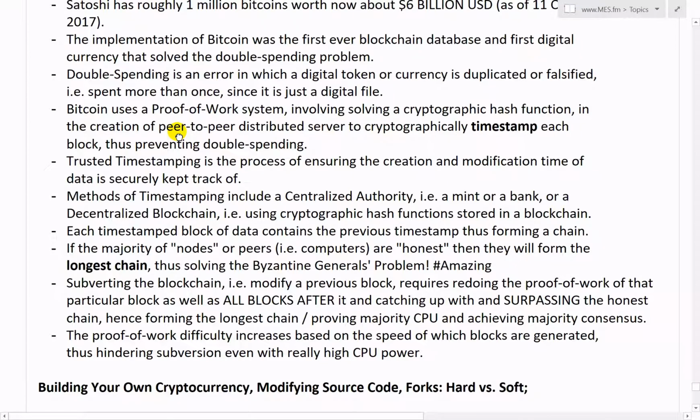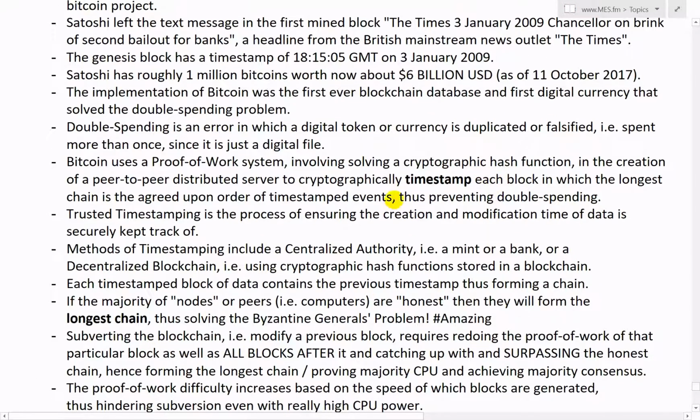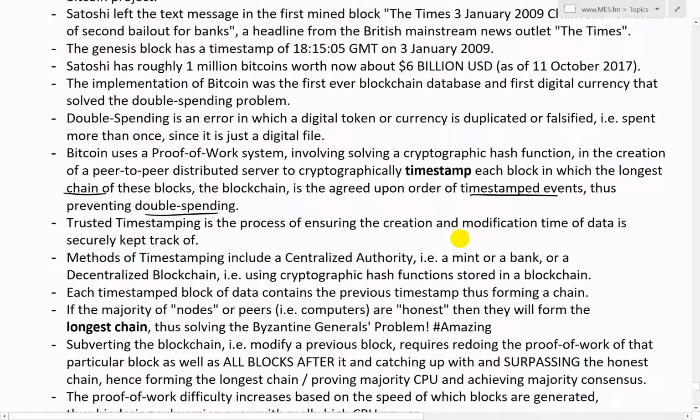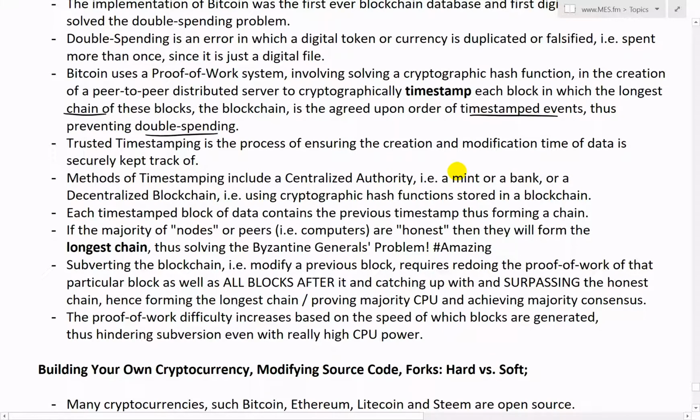So Bitcoin uses a proof-of-work system involving solving a cryptographic hash function in the creation of a peer-to-peer distributed server to cryptographically timestamp each block, thus preventing double spending. Actually, I forgot to include this part here too. The longest chain of these blocks, which are called the blockchain, is the agreed upon order of time-stamped events, thus preventing double spending. So everyone's agreeing upon this long blockchain, basically always with the majority CPU power.